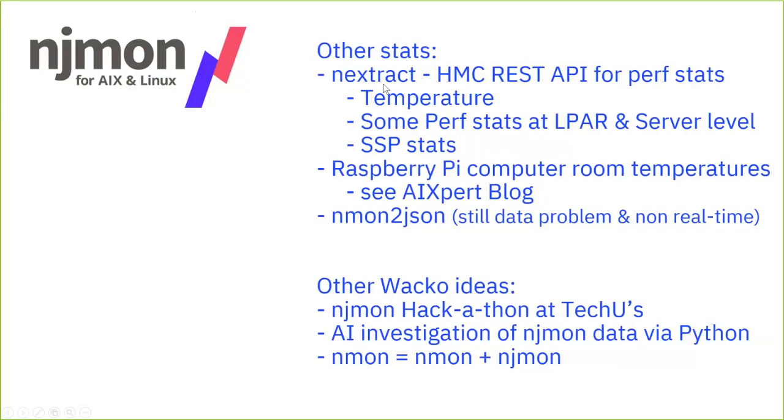There's an extract tool that I have. I think I've given a presentation here with Jyoti on that as well. It's using the HMC REST API to get stats. We've got temperatures for the smaller machines in here. We have a limited number of performance stats on the LPAR or server level that you can pull off. That's the sort of thing that the LPAR to RRD tool gets. And from the HMC, we can also get shared storage pool stats, which is just about the only way you can get that data off the entire shared storage pool.